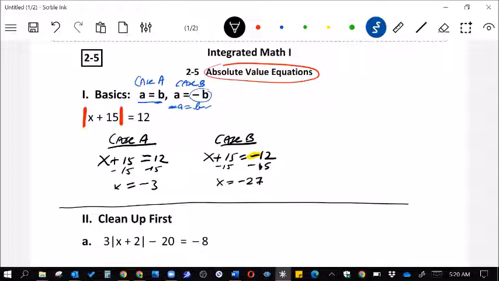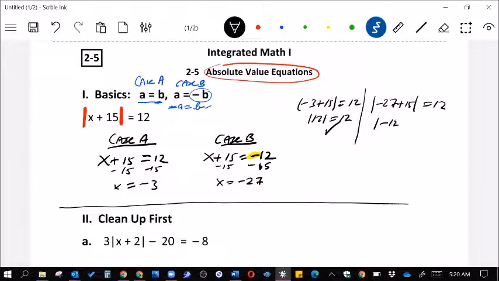Now we'll check that by doing the absolute value of -3 plus 15 equals 12. Absolute value of 12 equals 12, correct. When we do the absolute value of -27 plus 15 equals 12, we get the absolute value of -12 equals 12, and the absolute value of -12 is 12. So then that's also correct.